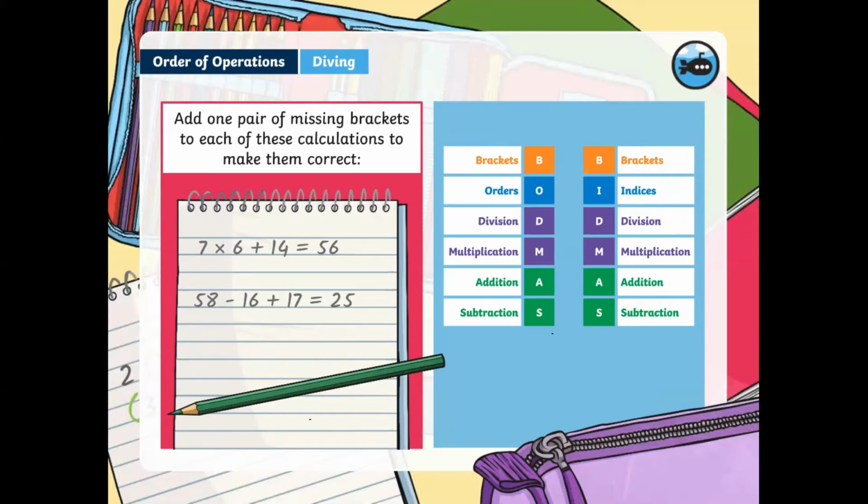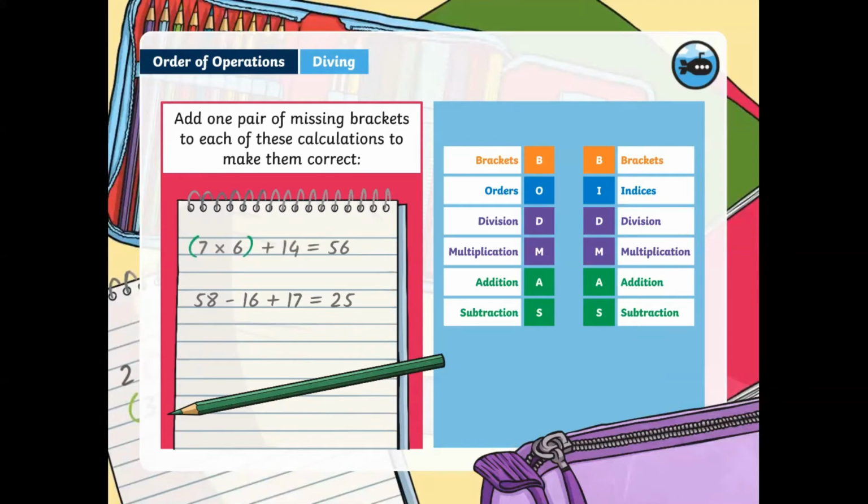Now let's see if we put the brackets around the 16 and the 17. Okay, so 16 plus 17 gives us 33. And if we take 58 minus 33, we get 25. So we know that we have to put the brackets around the 16 and the 17, excluding the subtraction operation. Remember that. Okay.